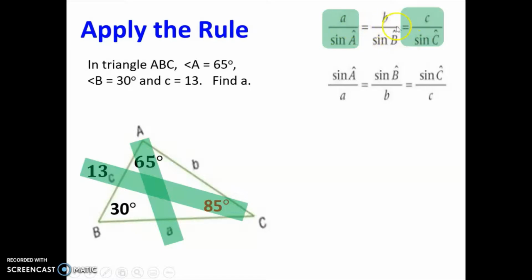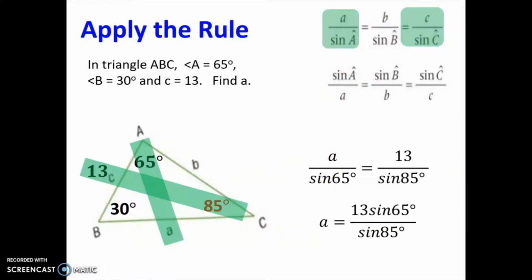With the sine rule, you never have to write all three things. You just write two of the three, and you set them equal to each other. So we have side A over sine of 65 equal to side C, here 13, over sine of 85. We've created an equation with one unknown, which means we can solve it.